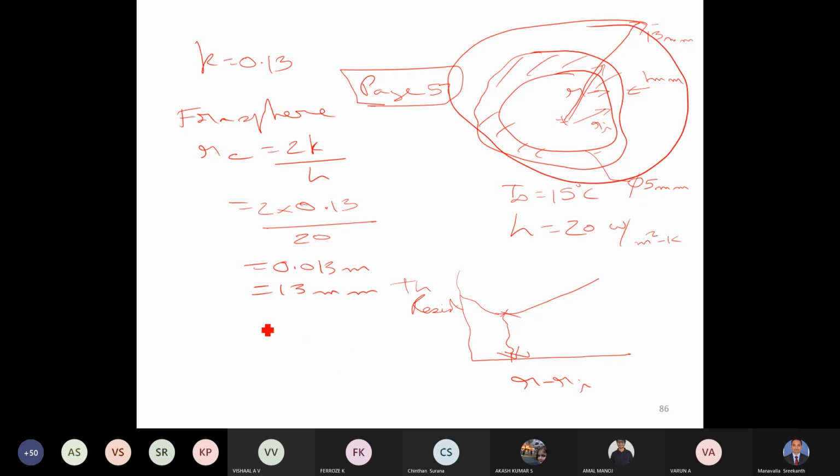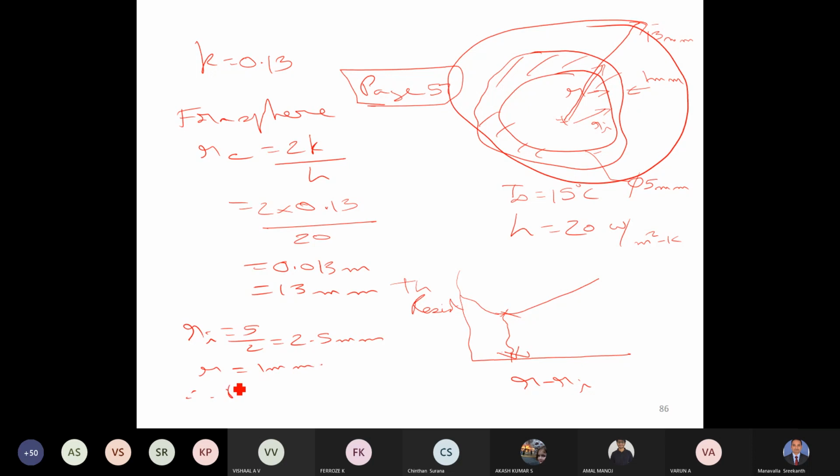Okay. So the critical radius of insulation is 13 millimeters, and what is the current radius of insulation? Okay, this is not 5. 5 is the diameter. So Ri is 5 by 2, which is 2.5 millimeters. Current R is 1 millimeter.